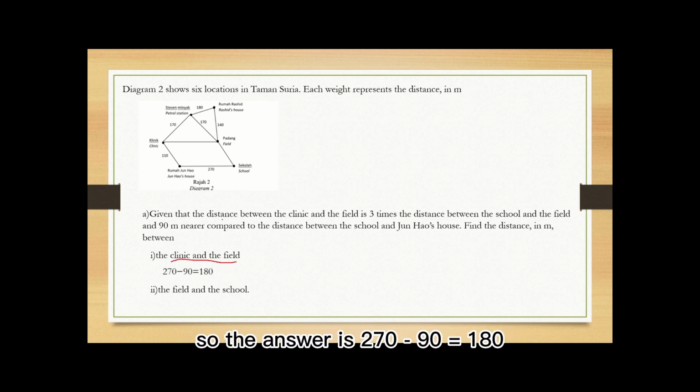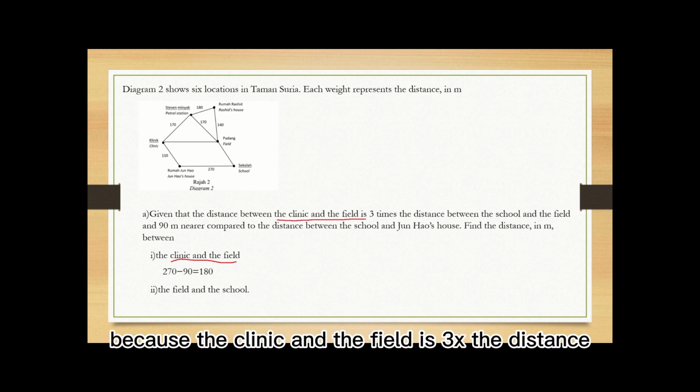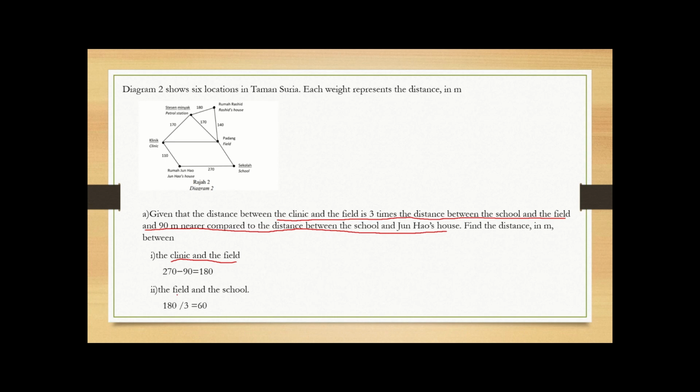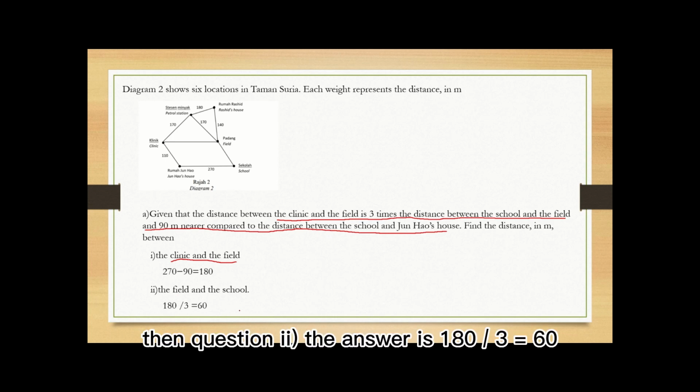So the answer is 270 minus 90 equals 180, because the distance between the clinic and the field is 3 times the distance between the school and the field and 90 m nearer. Then question 2. The answer is 180 over 3 equals 60.